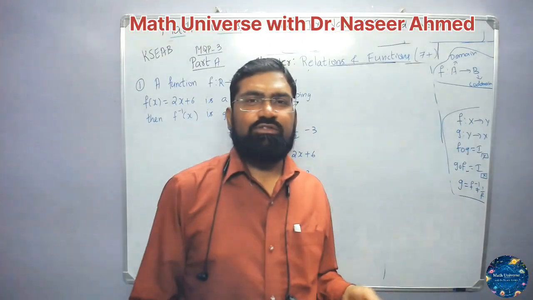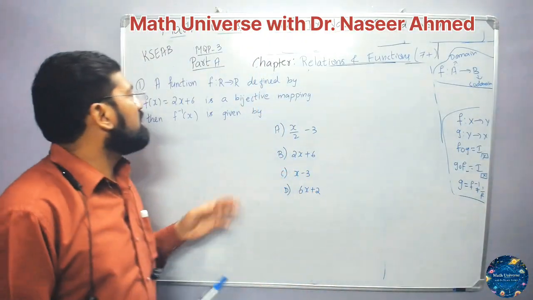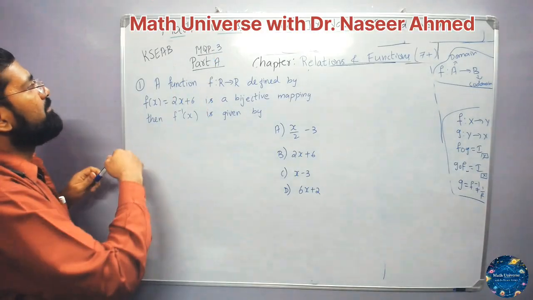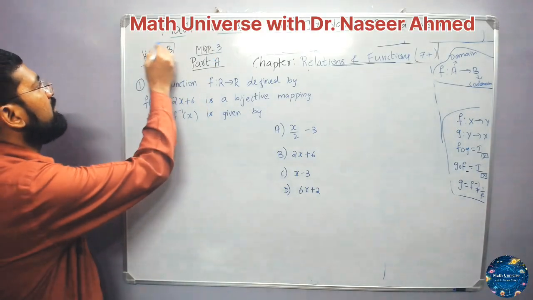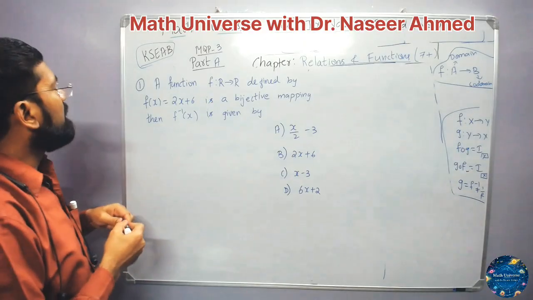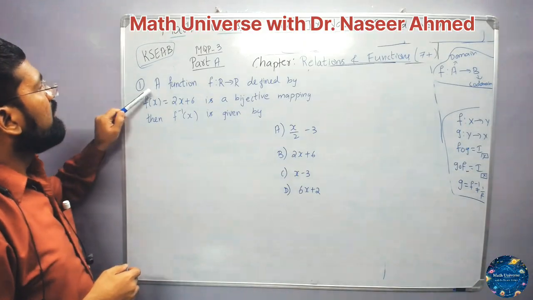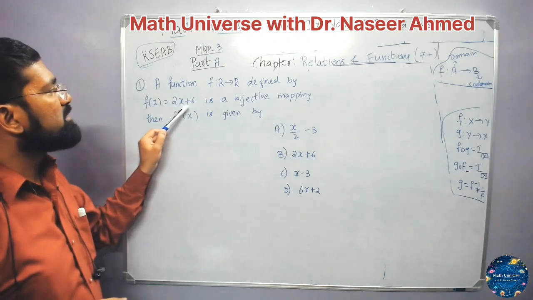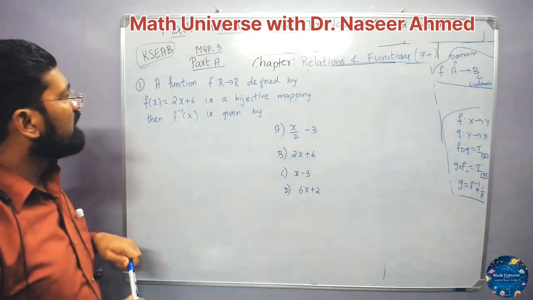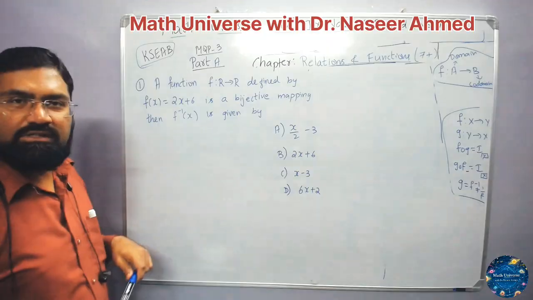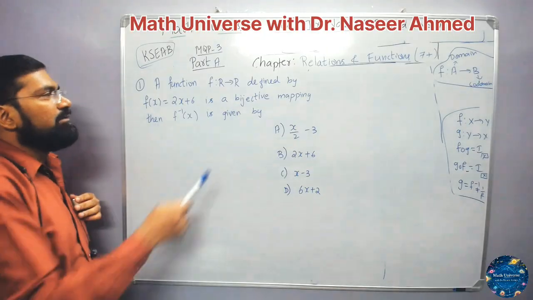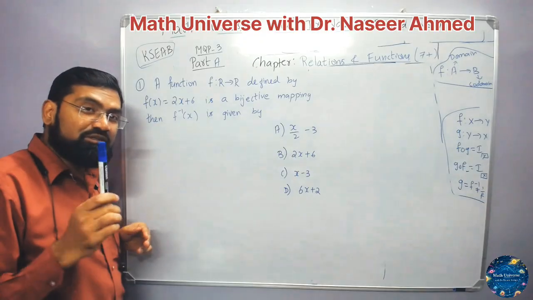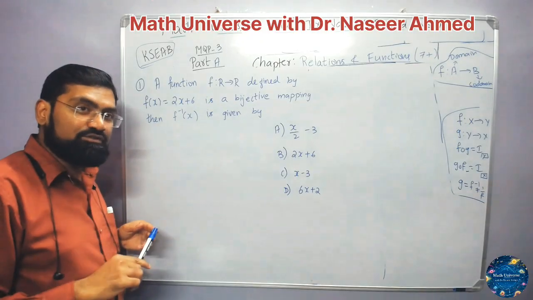Yes, dear students, we have the last problem, a 1 marker question. The question is from model question paper 3, issued by KSEAB. It says a function f from R to R defined by f of x equal to 2x plus 6 is a bijective mapping. Then we have to find the inverse. Bijective mapping is nothing but both 1-1 and onto. That's what I discussed, correct? For a function to be invertible, it should be both 1-1 and onto.